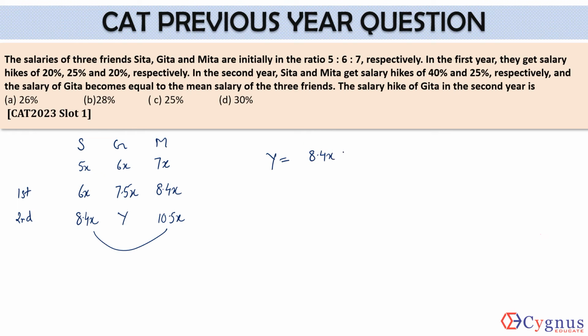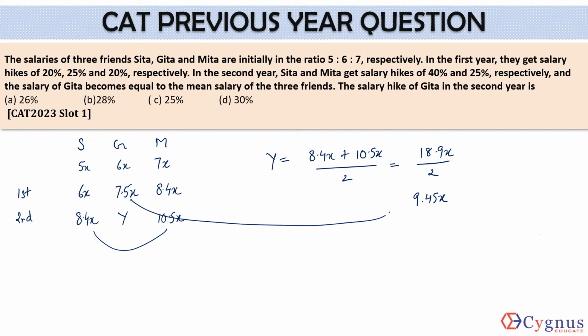Now 8.4x plus 10.5x, the mean of these two. When you add these two values, what do you get here? 18.9x by 2, which comes out to be 9.45x. So what was the previous salary? It was 7.5x. Now it became 9.45x. So definitely there's an increase of more than 20%. How much percent?